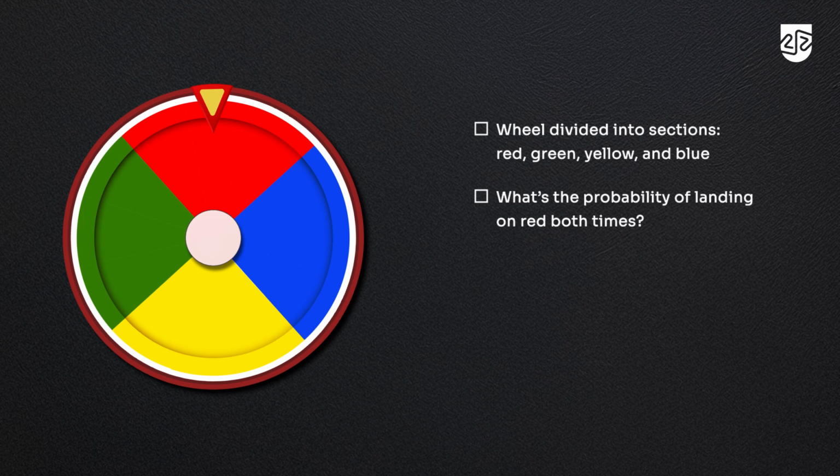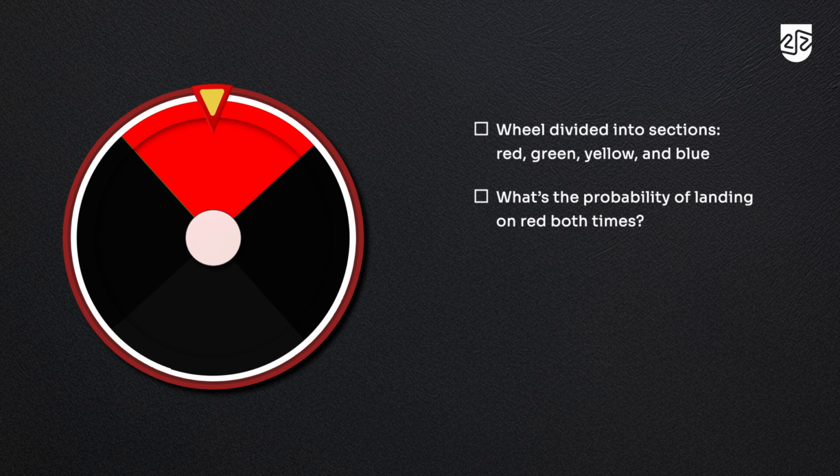First, the probability of getting red in a single spin is straightforward. There is one red section out of 4 total sections. This means the probability is 1/4 or 25%.